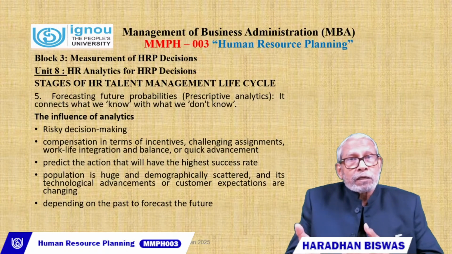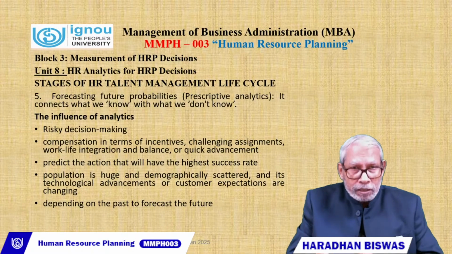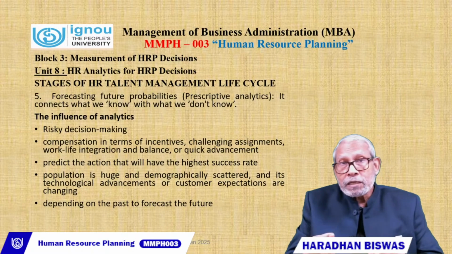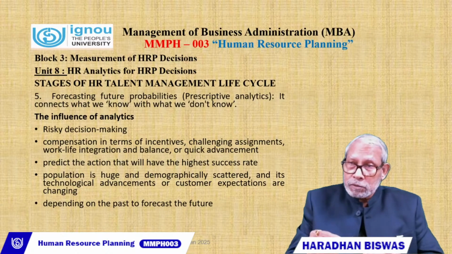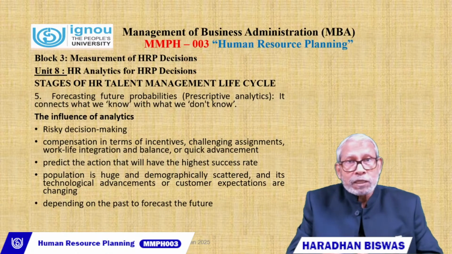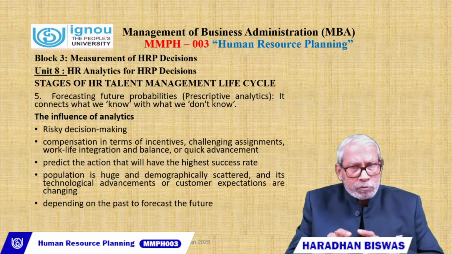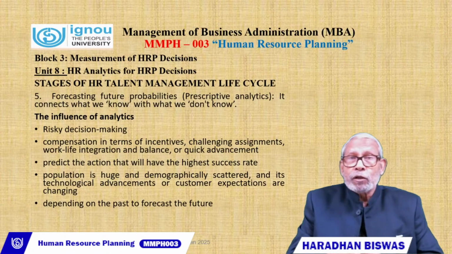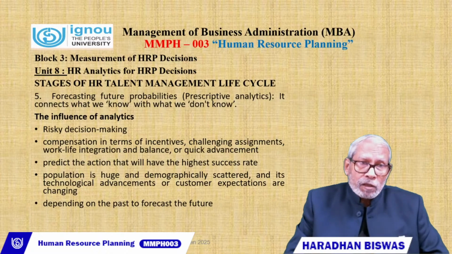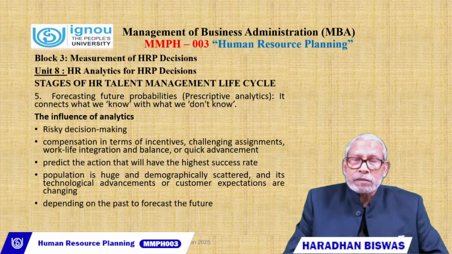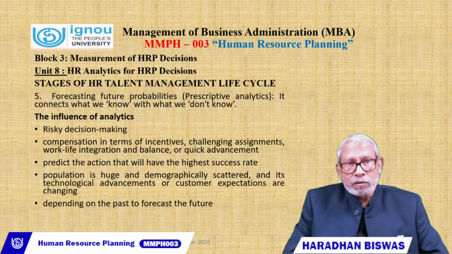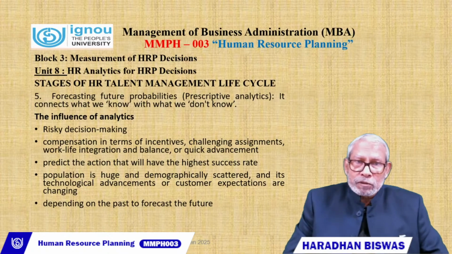Suppose in the product that type of quality is not there. Definitely the raw material is not good. Maybe the business customers are not liking these things. So some redesign, remodification is required. So we have to see all these things. Then predict the action, the action that will have the highest success rate. So action is another influence point.